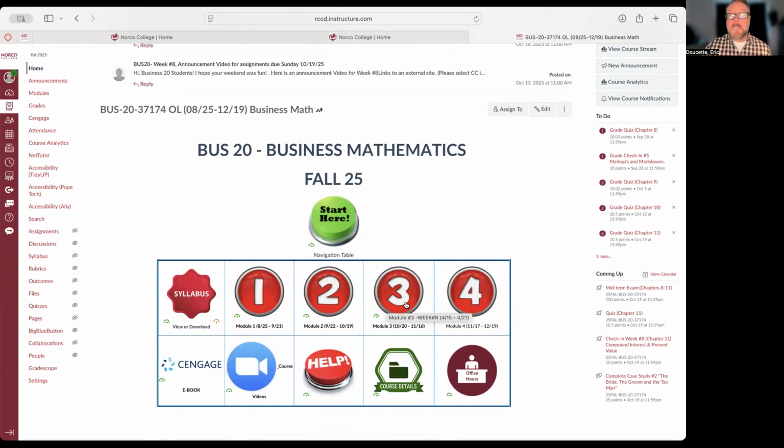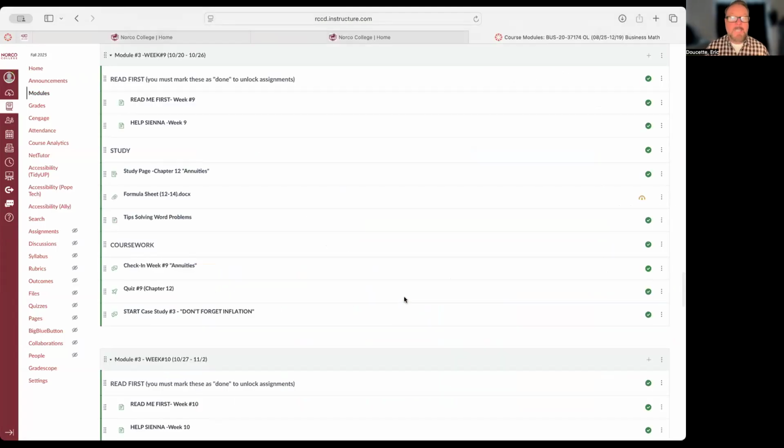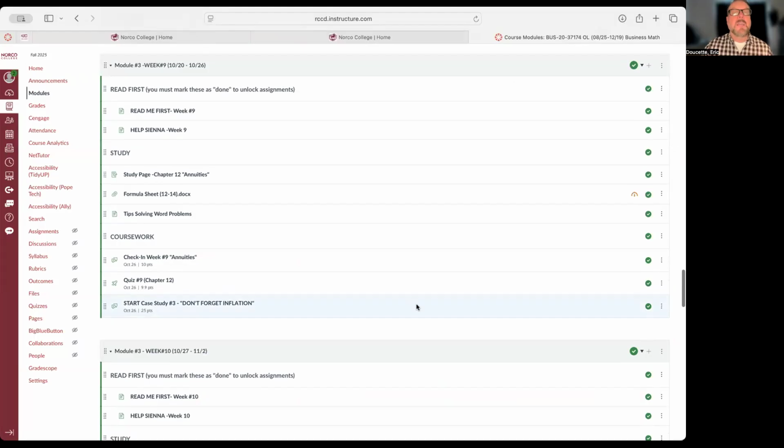This week we're going to be in module number 3. We're starting the second half of our 16-week class, week 9. Once again, you have a Read Me First and a Help page that you have to mark as done, so make sure you read through those. There's also a study page that you need to mark as done, so you may want to look through that. Also, the PowerPoint is in there and some videos. Then you have a formula sheet for both this week and next week, so download that and have it available. It explains again how to do these problems. And then you have tips for solving word problems. It's the same one, I just keep repeating it.